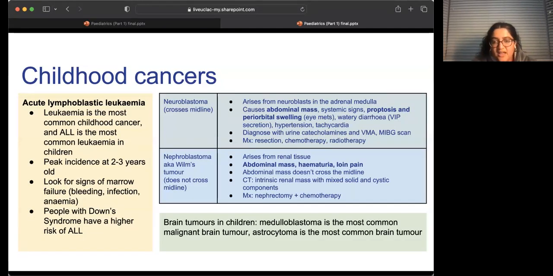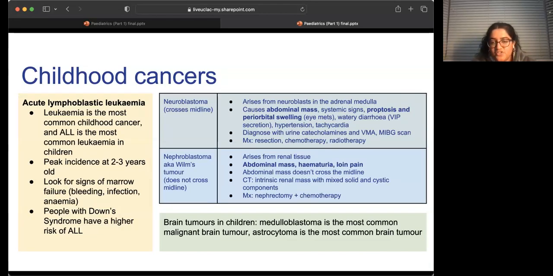swelling in the eye, and it also causes hypertension and tachycardia, which makes sense. And then you diagnose it by looking at your urinary catecholamines and their metabolites like VMA. You can also do an MIBG scan, which is a nuclear imaging scan that's good at picking up neuroendocrine cancers.